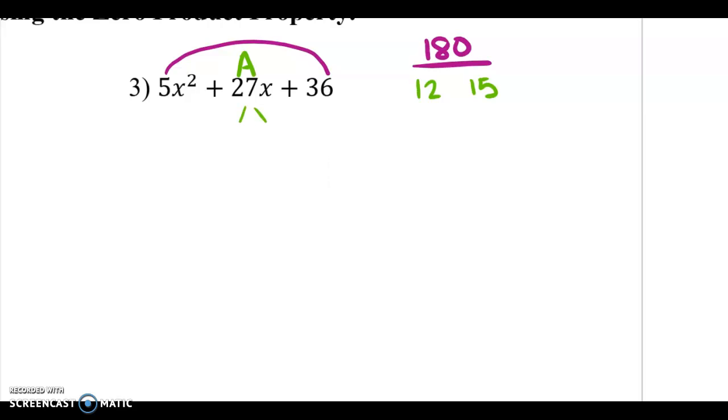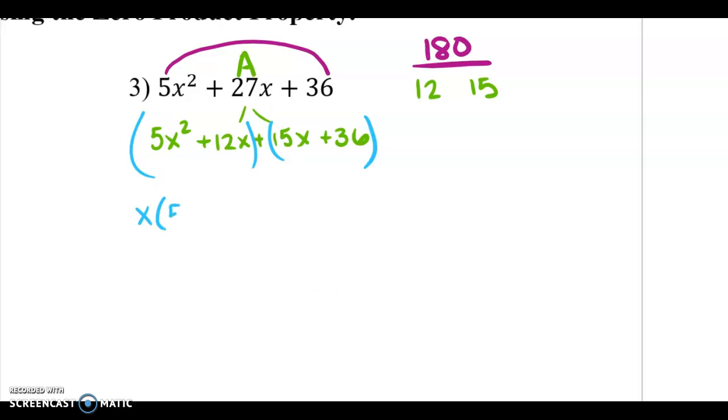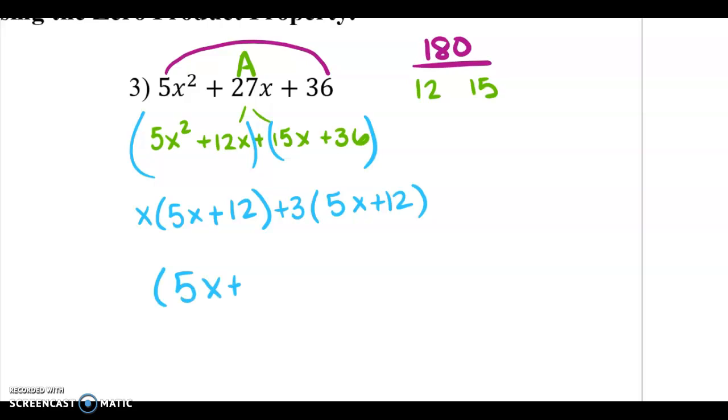So I'm going to break that apart, plug in 12x and 15x. Doesn't matter the order, you could do it the other way. You're still going to get the same correct answer. All right, go through factoring by grouping. Pull out a GCF here, so it's going to be an x and then 5x plus 12. And here I'm going to pull out a positive 3, and that's going to give me 5x plus 12. So my two factors are 5x plus 12 and x plus 3.